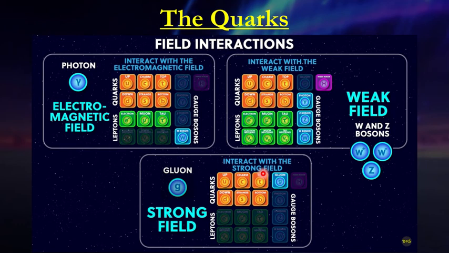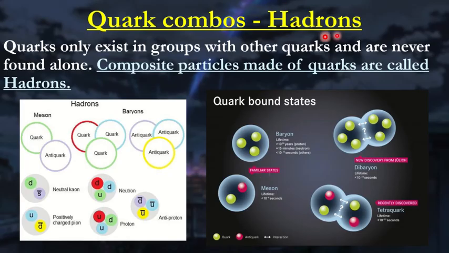Now, these large constituents of quark combinations are called hadrons. Quarks only exist in groups with other quarks and are never found alone. These composites we call hadrons. Now, there's 2 types of hadrons. There are mesons, which are made from a quark and antiquark pair. And then we have baryons, which can be made from 3 quarks or 3 antiquarks.